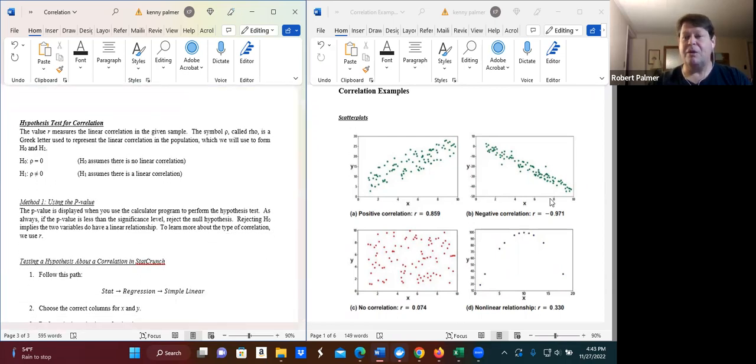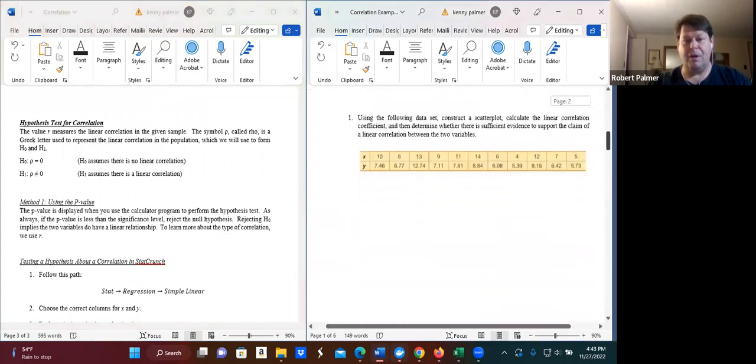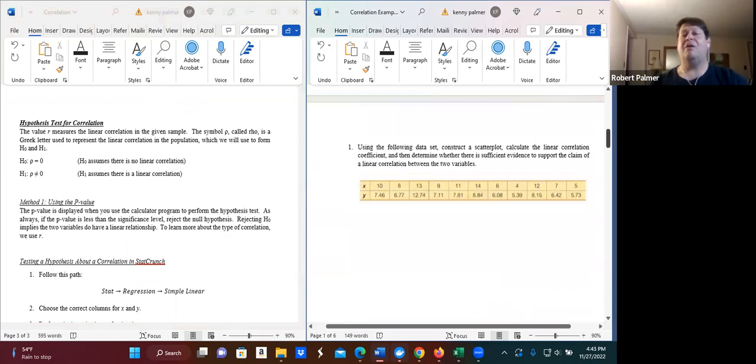Okay, let's take a look at some examples on the right. Number one, using the following data set, construct a scatter plot, calculate the linear correlation coefficient, and then determine whether there's sufficient evidence to support the claim of a linear correlation between two variables. Actually, I forgot to give you the significance level. Let's go with 0.05.